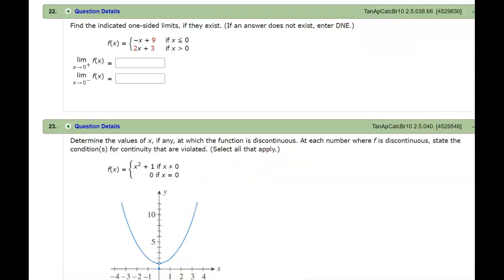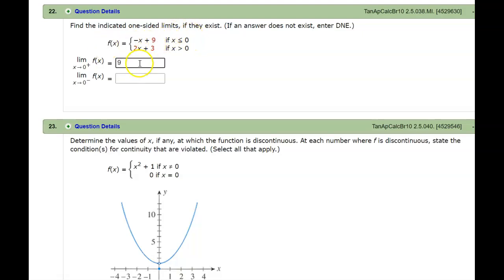Now we've looked at a lot of graphs of piecewise functions. So what does it look like when we're looking at the actual function? We have the description of the function here instead of the graph. So f of x is -x plus 9 below 0. That's to the left of 0. And to the right of 0 is 2x plus 3. So when we evaluate the limit, we're going to put this in. And these are both nice. They're both linear. So if I put 0 in, I'm going to get 9 for the first one.